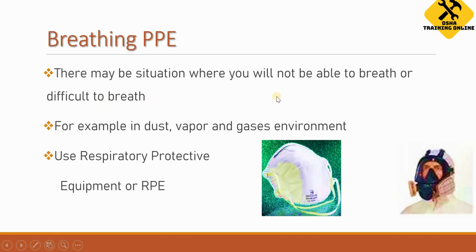The next is breathing PPE. There might be a situation where it would be difficult or you will not be able to breathe. For example, you are a worker working in dust, or you are a safety officer visiting a site where there is work involving dust, vapors, or some explosive and dangerous gases. In that case, you have to protect your respiratory system, and you should use RPE, respiratory protective equipment. You can see on the right side, the person is wearing respiratory protective equipment, or RPE. In that case, you have to protect yourself from certain gases or dust.